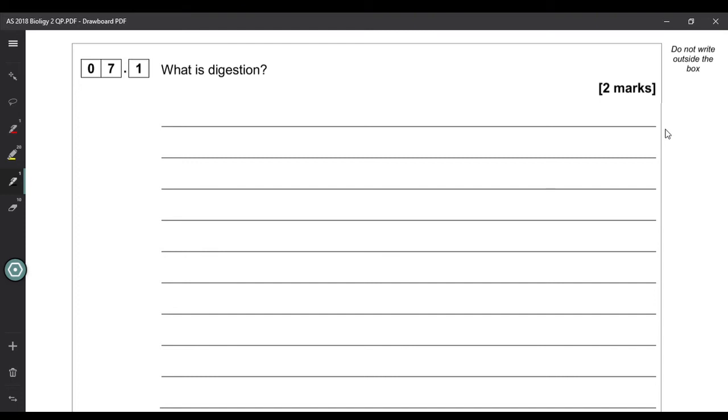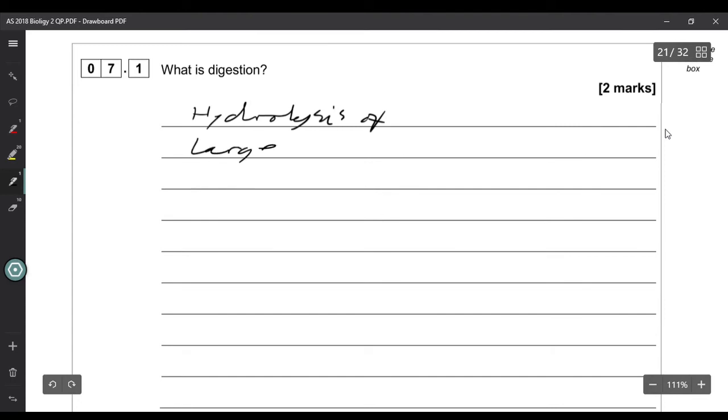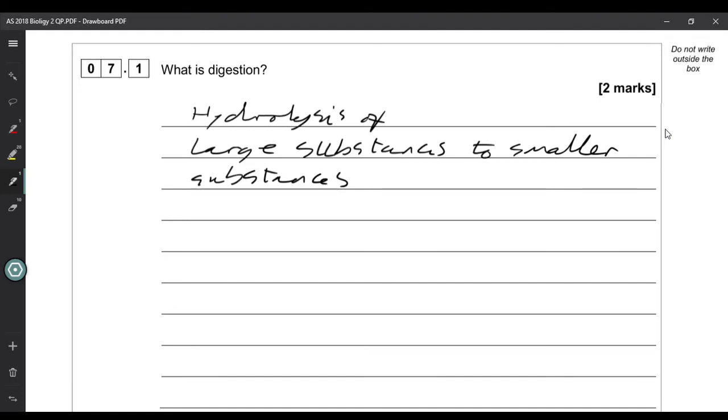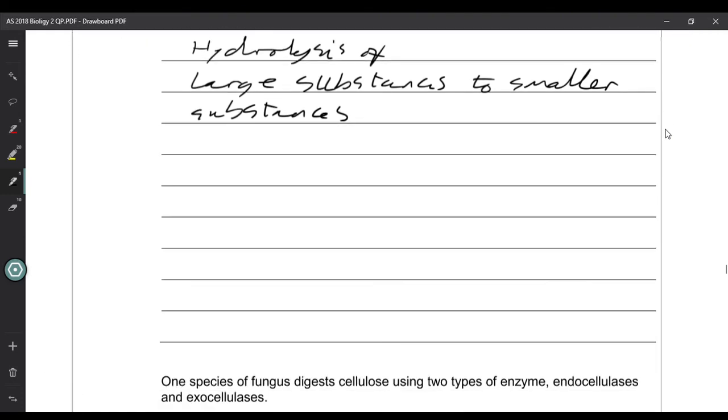it's the hydrolysis of large substances to smaller substances. And again, one of those definitions that you will find in your specification.